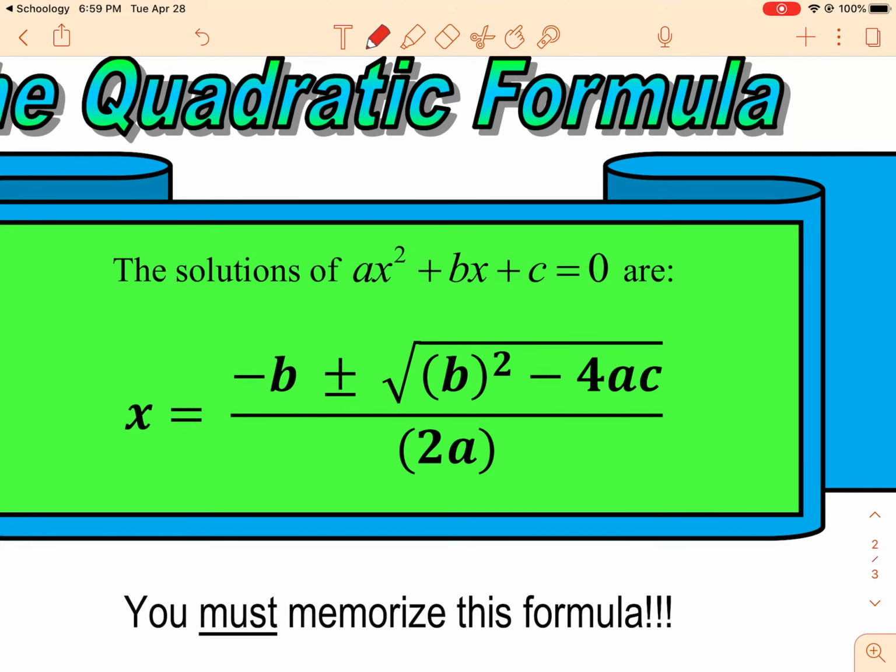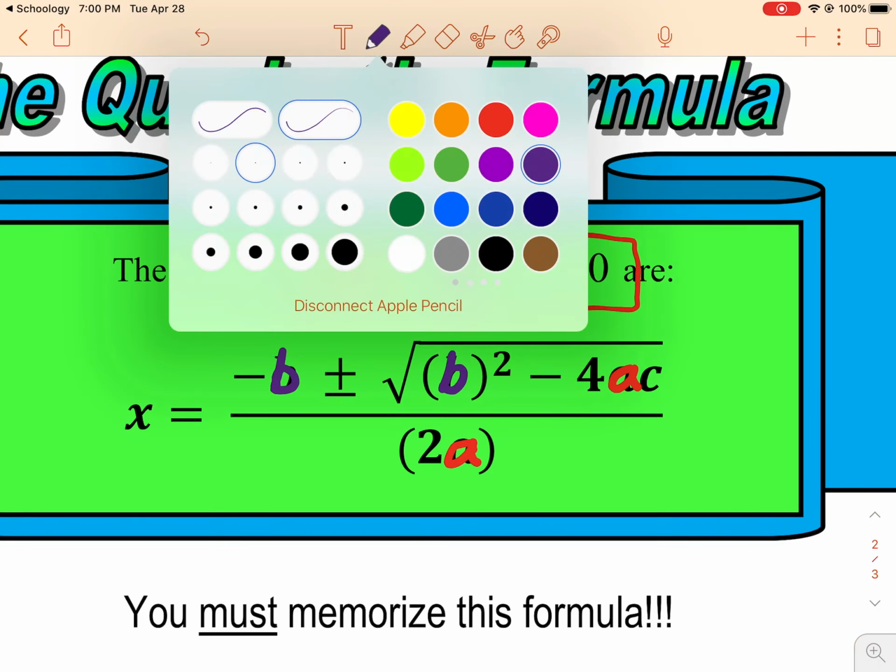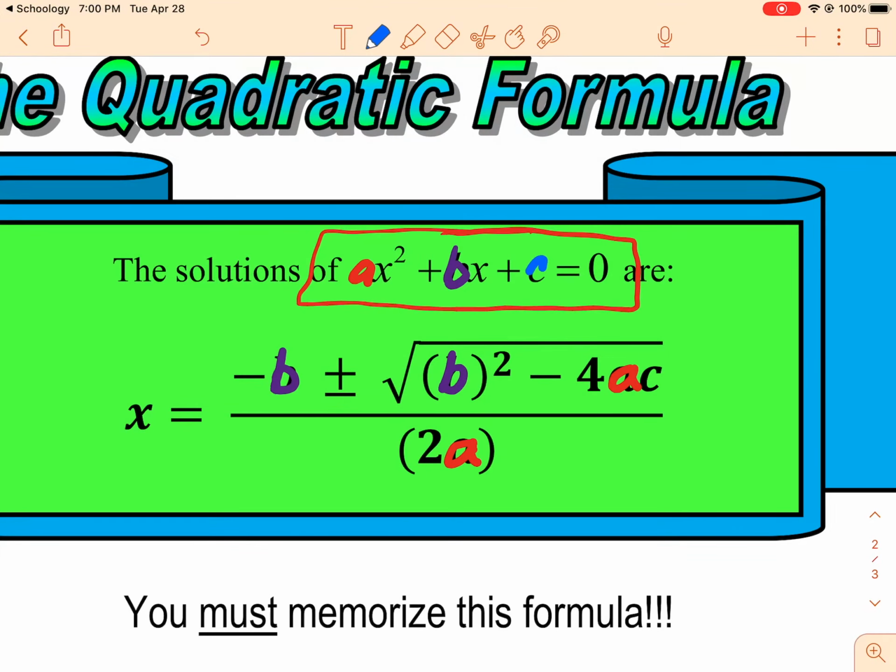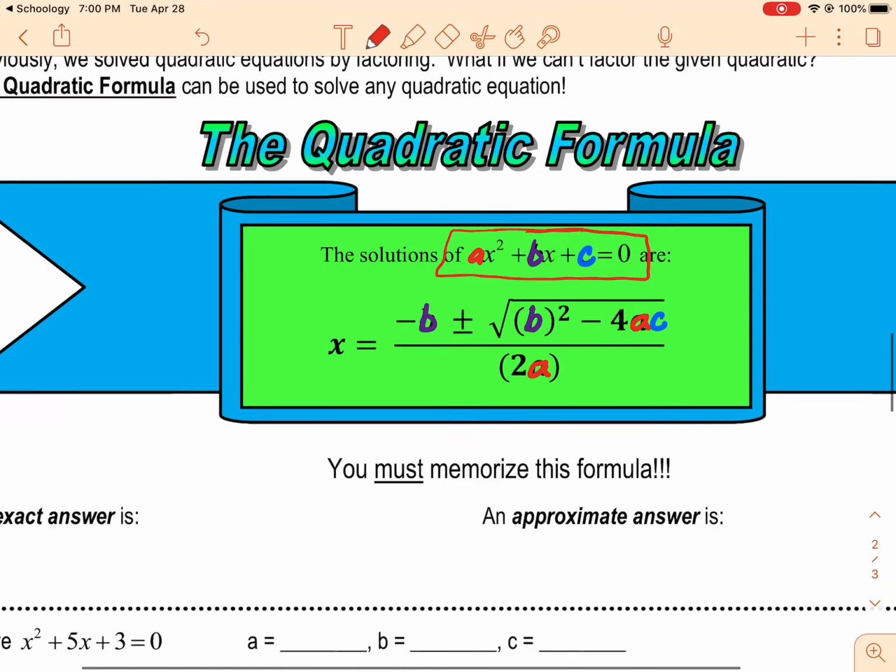And like I had said before, it's x equals opposite of b plus or minus the square root of b squared minus 4ac all over 2a. And that's all based on our quadratic equation being in standard form, ax squared plus bx plus c. There's our a, gets used twice. We have our b right here, that gets used twice. And then we have our c, and that gets used once.